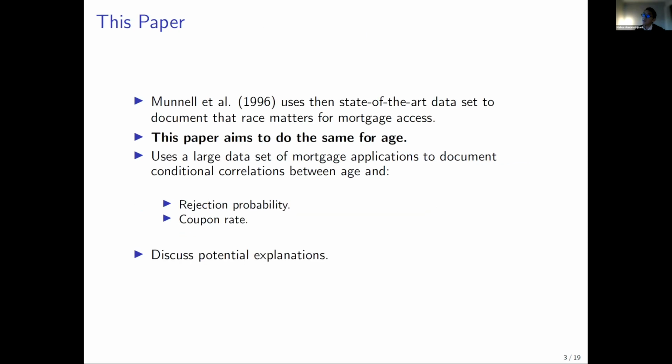The motivation behind this paper is mainly from the seminal work by Munnell et al. in 1996, which was the first paper to document systematically that mortgage access is unequal across racial groups. And so I'm trying to do the same thing but for age. Hence I'm using a large data set of mortgage applications to document several conditional correlations, which number one is the correlation between age and rejection probability. And then the second one is age and coupon rates. And then if we have time, we're going to try to discuss potential explanations for the systematic correlations that I will show you.